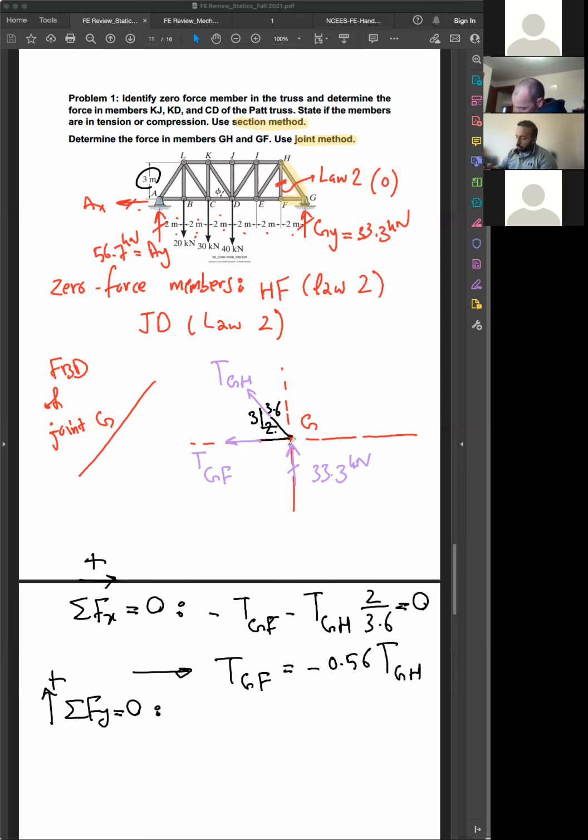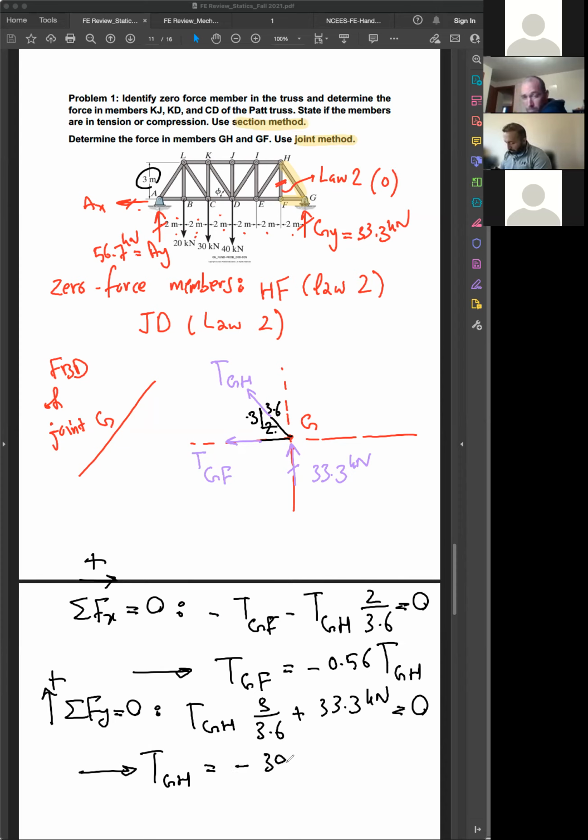Also, we can say summation of force in Y direction, this direction to be positive, equal to 0. So what do you have? At the vertical direction, you have TGH upward. So you can say TGH, the vertical side would be 3 over hypotenuse, 3.6, plus 33.3. This force doesn't have any vertical component, so nothing else, equal to 0. From this, TGH would be 33.3 times 3.6 over 3. So it would be negative 39.96. So less than 0. So the member is under compression.